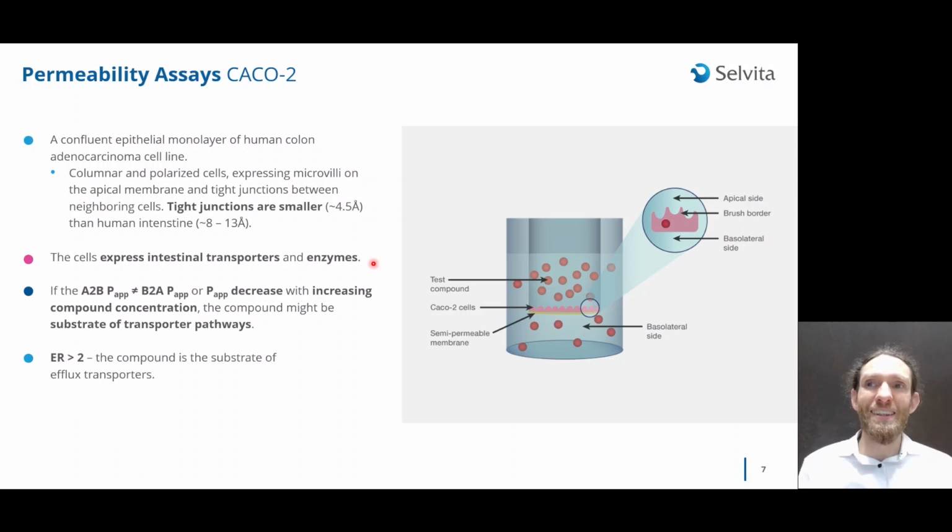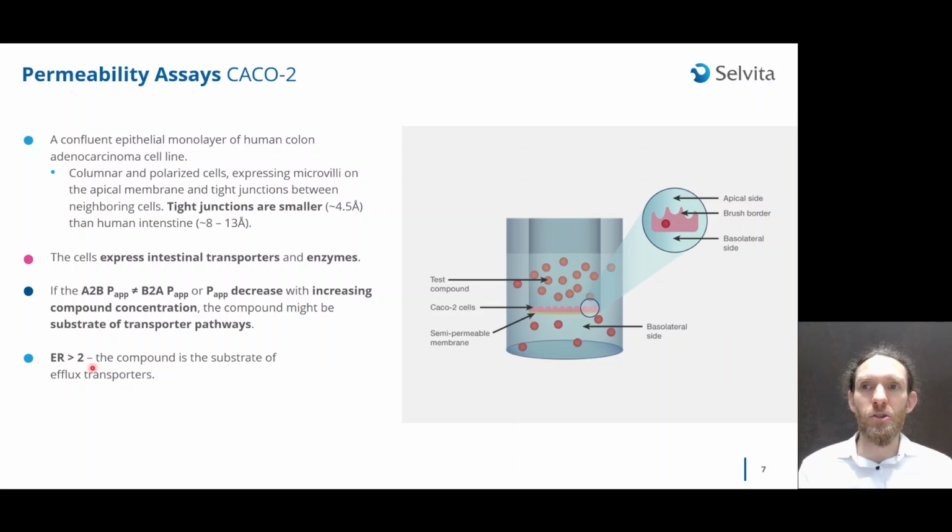Important to know is that if the apparent permeability from A to B is not equal to apparent permeability from B to A, or apparent permeability will decrease with increasing compound concentration, then the compound might be substrate of transporter pathways. We already mentioned this previously. We just highlight that in this case it's highly important to remember.